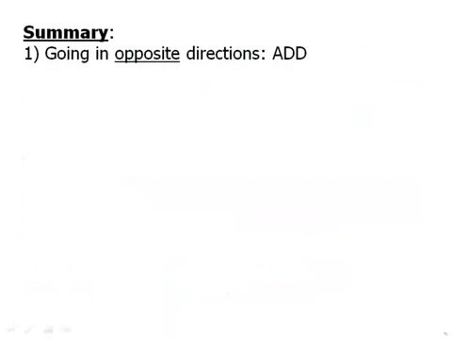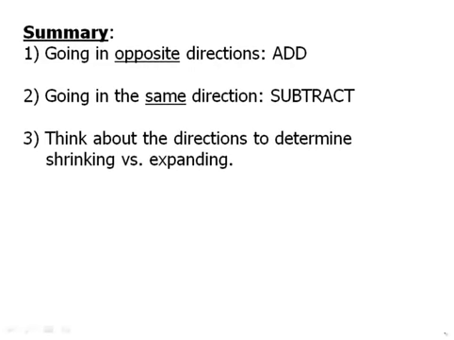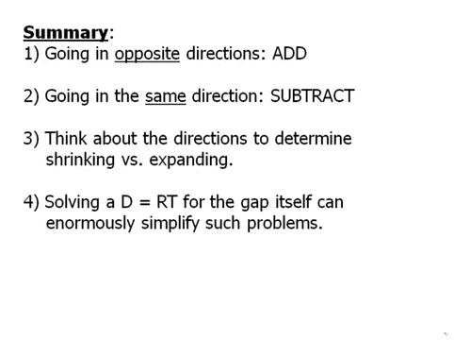So when vehicles or travelers are moving in opposite directions, we add the velocities. When they're going in the same direction, we subtract. Again, we have to think about the situation and think in terms of whether it's shrinking or expanding, the nature of the gap. Thinking about the directions to determine shrinking or expanding. And then solving d equals rt for the gap itself can enormously simplify these problems.